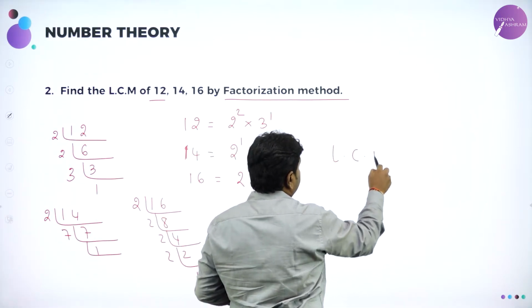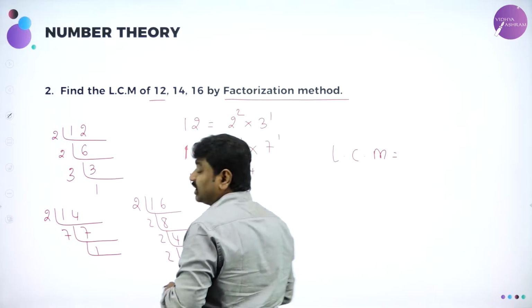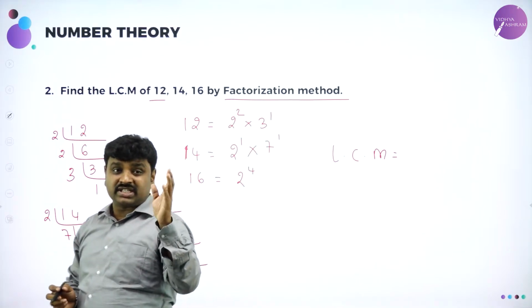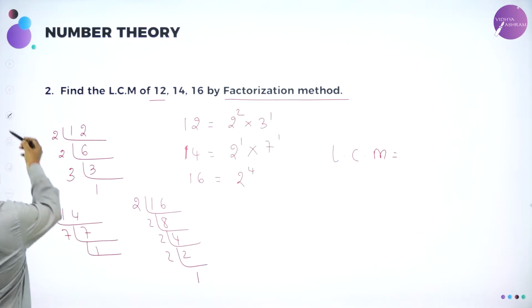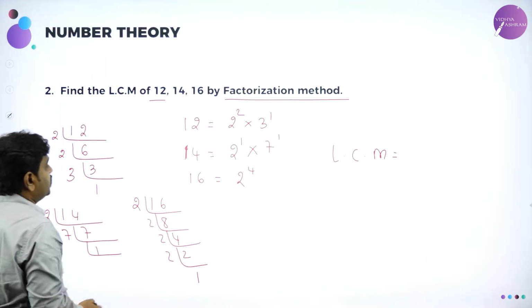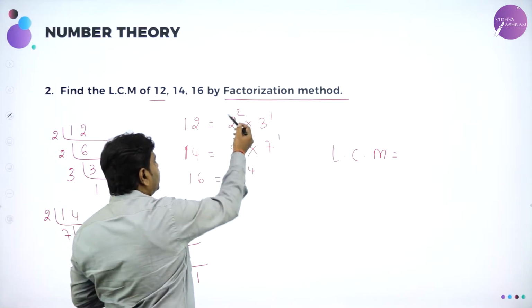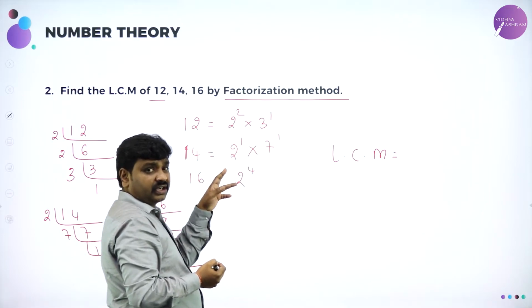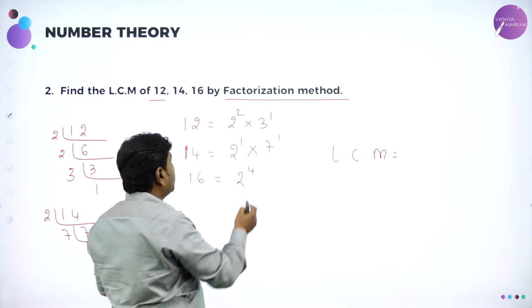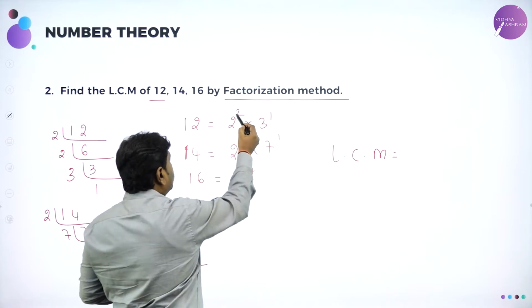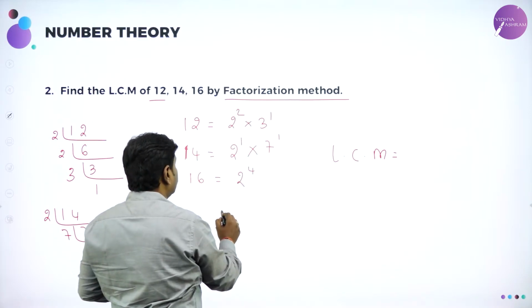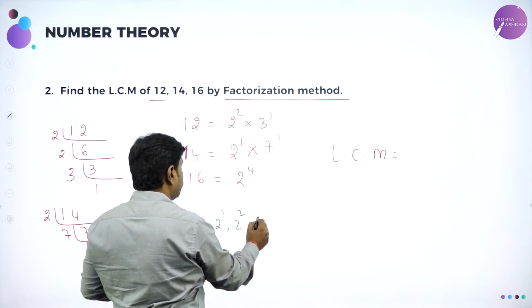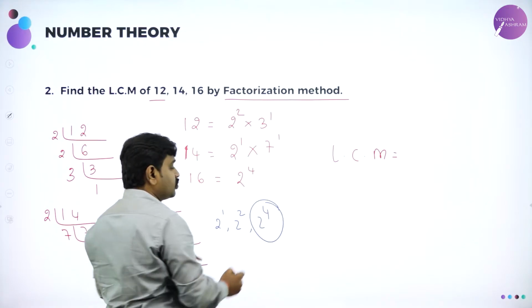LCM is what? Least common multiple, that is the product of the highest power of each factor. Now see here, 2 square is there, 2 power 1 is there, 2 power 4 is there. 2 is one of the factors in all three numbers. I have to pick the highest. 2 power 2, 2 power 1, 2 power 4 are there. I have to take the highest. Highest is what? 2 power 4.